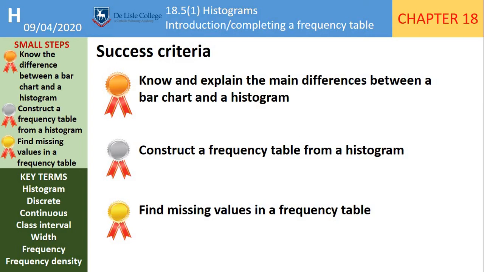Our success criteria for today's lesson: our bronze objective is to know and explain the main differences between a bar chart and a histogram. We are going to construct a frequency table back from a drawn histogram. And we're going to look at what I've labelled as non-standard questions, which are finding missing values in a frequency table.